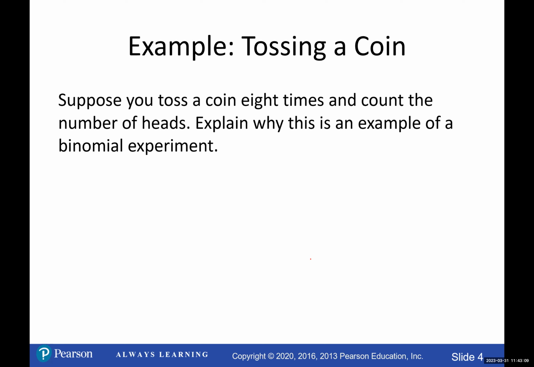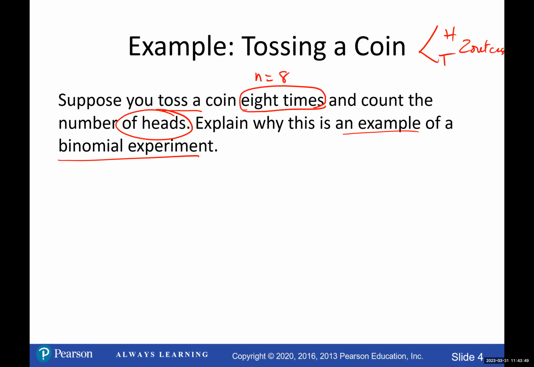Now let's take a look at tossing a coin. If you think about tossing a coin, you're going to have heads or tails, so these are two outcomes for each trial. Suppose you toss a coin 8 times. How many trials do you have? n equals 8. And we count the number of heads, so we are interested in the heads. Explain why this is an example of a binomial experiment.